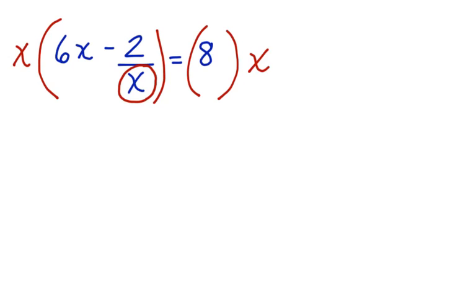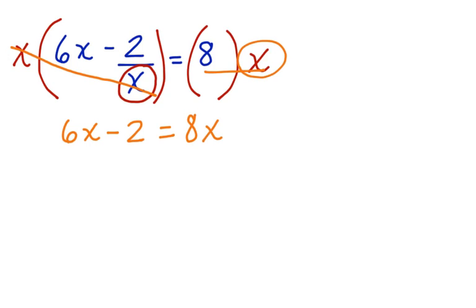We can say that x simplifies x, leaving us with 6x minus 2. And on this side we have 8 times x is 8x. Now you might be wondering why we had to put this x here as well as here. Well, remember, what you do to one side of an equation, you have to do to the other. So now we have 6x minus 2 equals 8x.